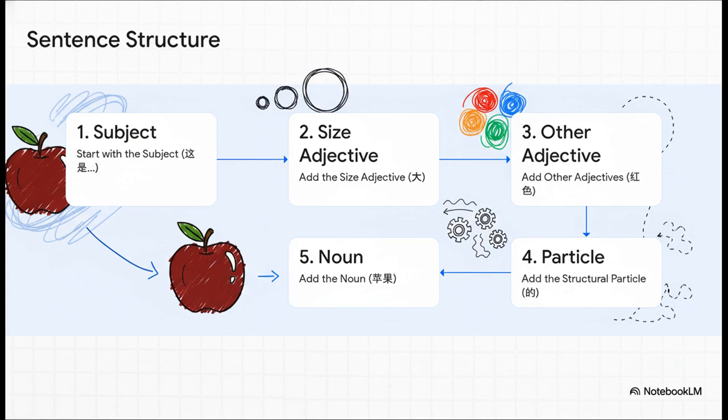First, you start with your subject, 这是, which means this is. Step 2, you add the size adjective, so da. In Mandarin, size almost always gets priority. Step 3, you add any other descriptions, like the color, 红色.